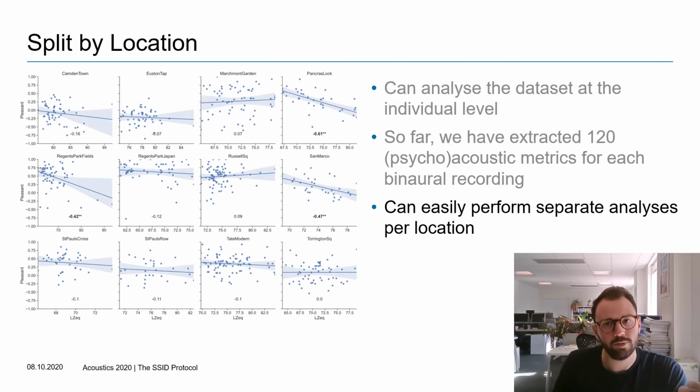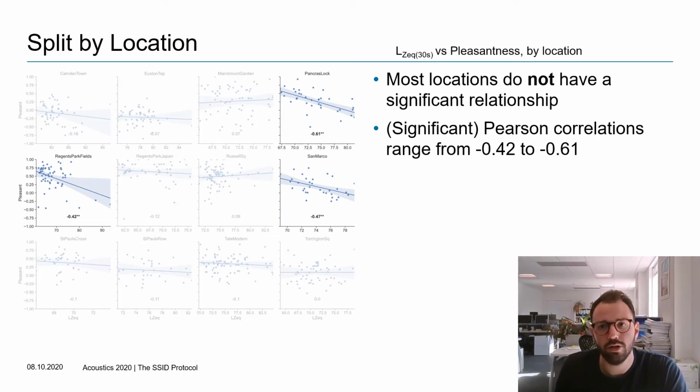Well, we can split it out. Because we've got all that metadata, it's actually quite easy for us to just split it out. We can perform separate analyses per location and look at, all right, that relationship doesn't seem to hold across all locations. We can see here that actually most locations do not have a significant relationship. Some of them have zero correlation. And then the ones that are significant relationships, their level of correlation varies from -0.4 to -0.6. So we've got a pretty decent range there of how much the sound level is actually influencing the pleasantness rating.